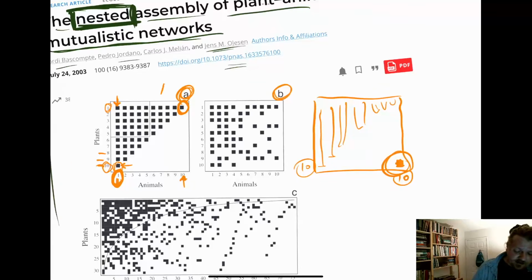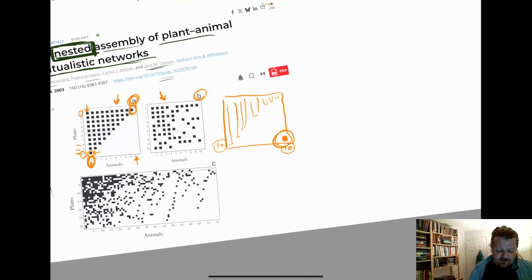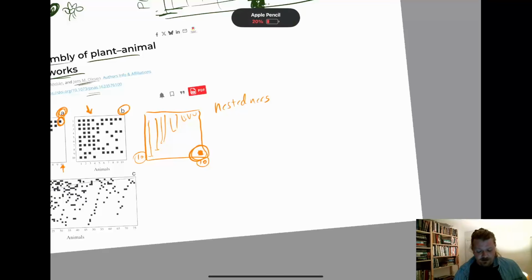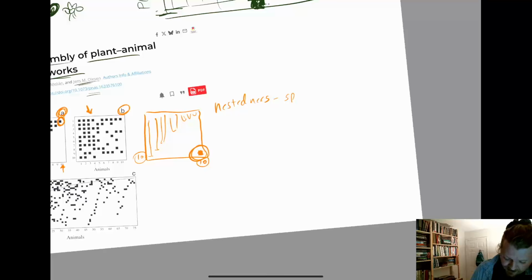This is called a nested network. This is a nested network. Next to it is a random network, probably, a less nested network. And so nestedness is the idea that in a network, specialists interact with generalists. And generalists interact with generalists and specialists.